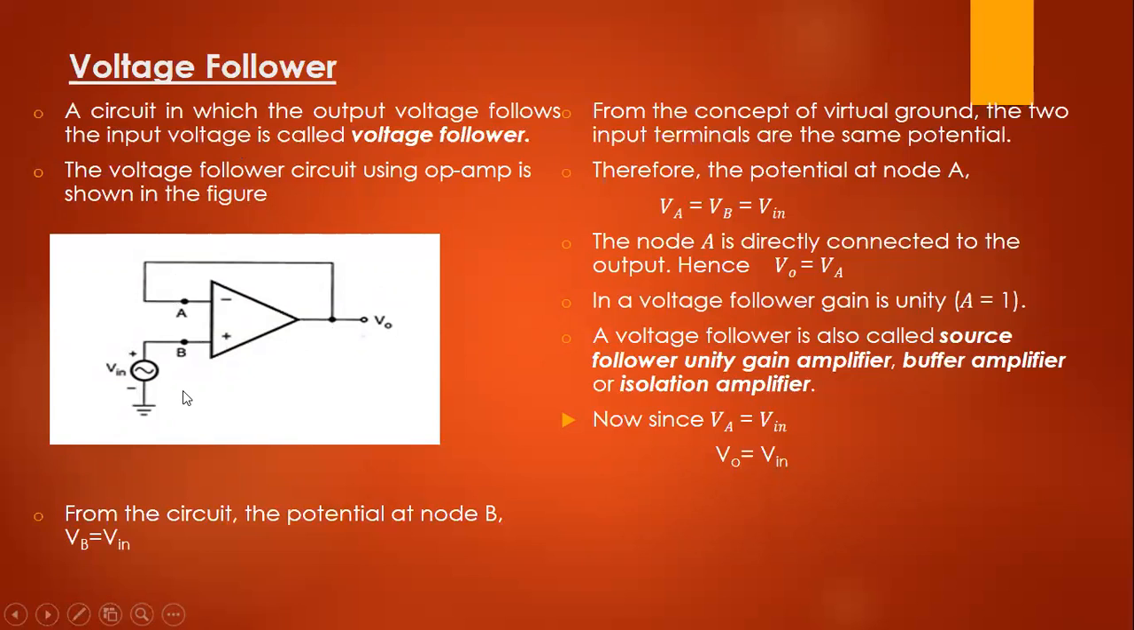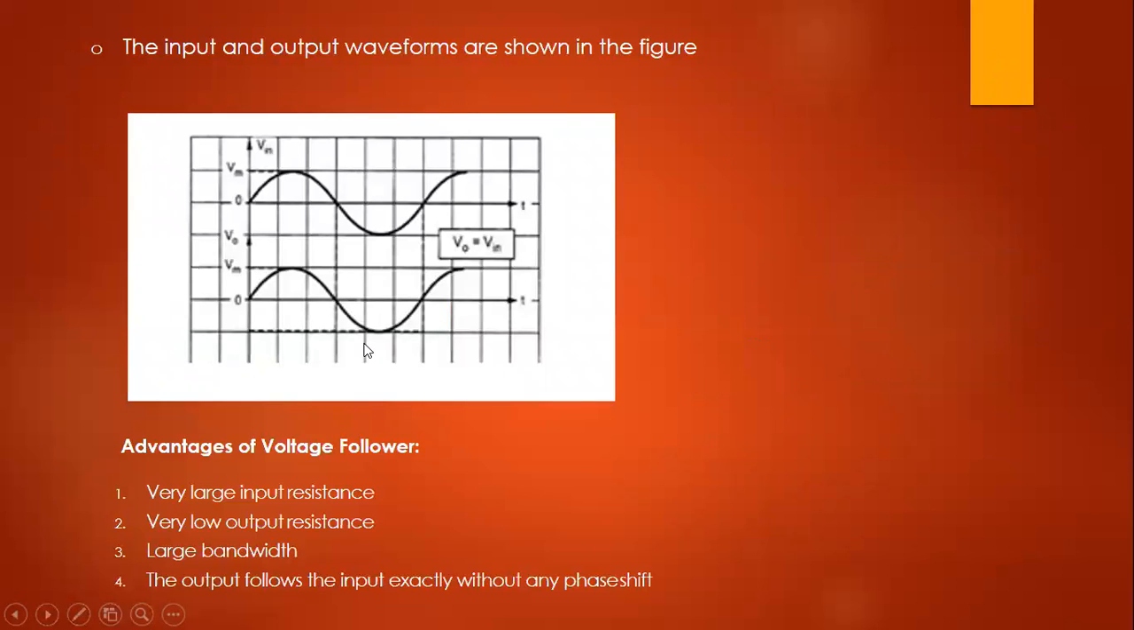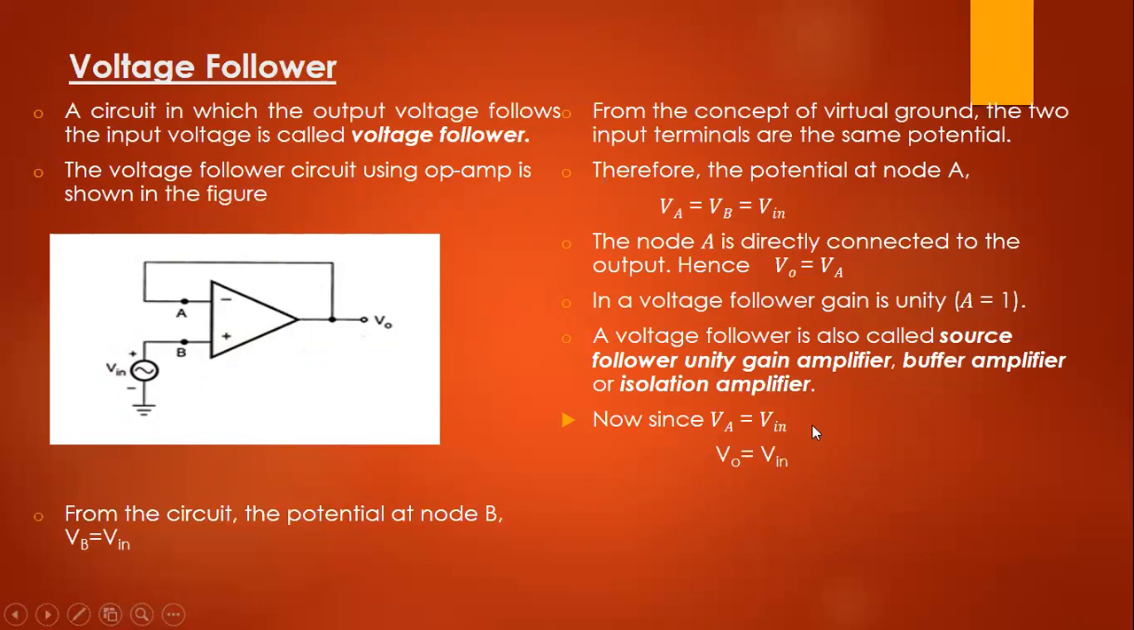So now from the circuit, potential at node P is equal to VB is equal to Vin. Now, from the concept of virtual ground, the two input terminals are at the same potential. So therefore, VA is equal to VB is equal to Vin. Here node A is directly connected to the output. So hence output voltage V0 is equal to VA. Since VA is equal to Vin, therefore, output is equal to input. V0 is equal to Vin.